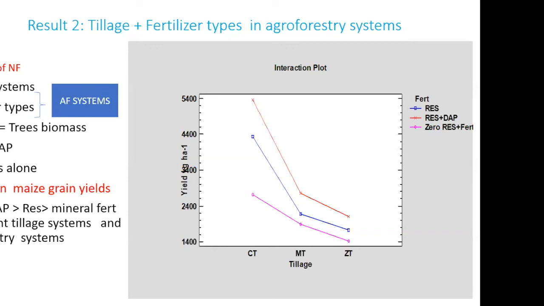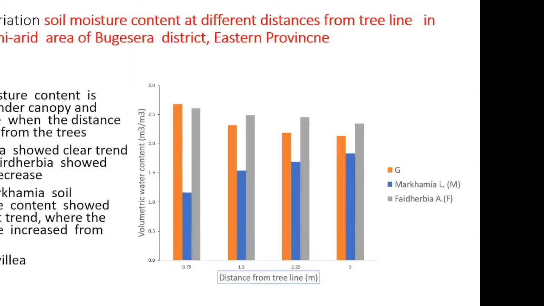Please, next slide, please. So here you now have the variation of moisture across different agroforestry species. You have the distance and different species: G means Grevillea robusta, you have Markhamia lutea, you have Faidherbia. And the interesting thing is how moisture varies. With Grevillea, you see clearly that moisture reduces as you move far from the tree. It is like we are simulating crop alone. So when we move away from the tree, the moisture reduces.